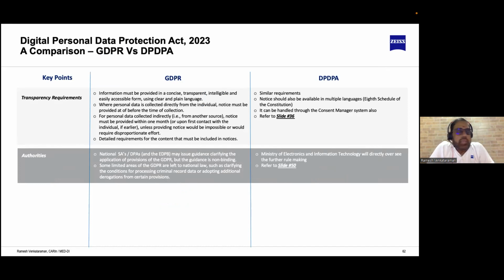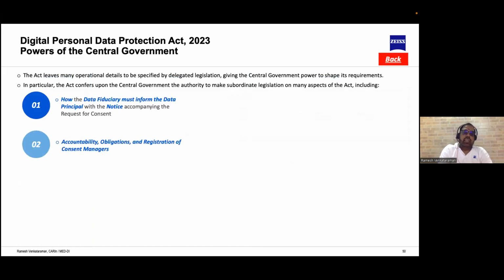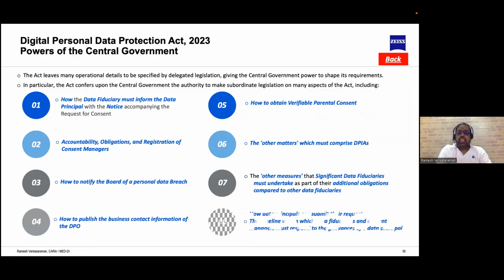Here we are expecting that the Ministry of Electronics and Information Technology would come out with the rules further. I'm trying to put this at a summary level, because right now we do not have the details about all these things. All these things have to come out: how to obtain verifiable consent, accountability obligations, registration of consent managers, how to notify the Data Protection Board in case of any personal data breach, how to publish the business contact information of a data protection officer if I'm a significant data fiduciary, what is mandatory, and how the data fiduciary must inform the data principal when the notice accompanies the request for consent, etc.